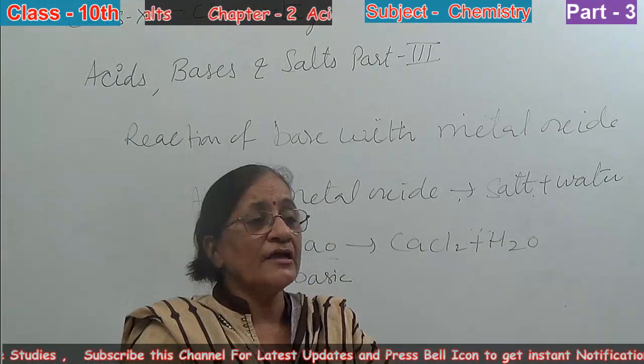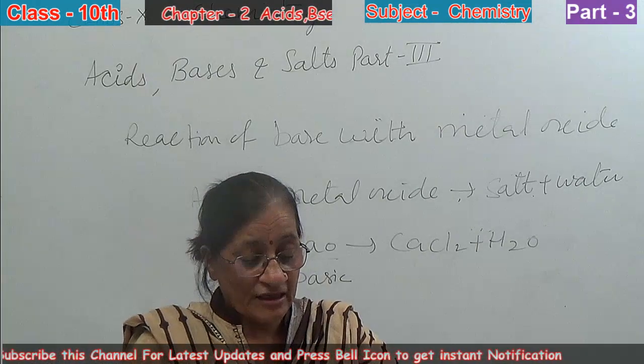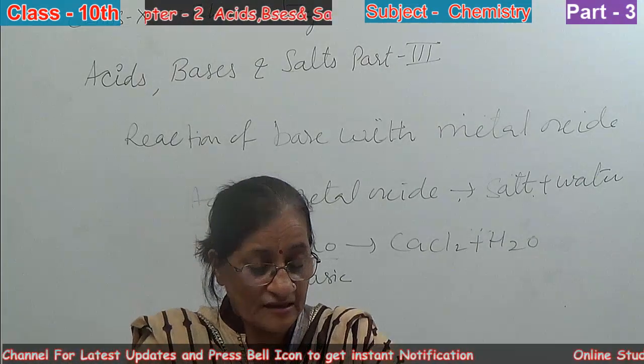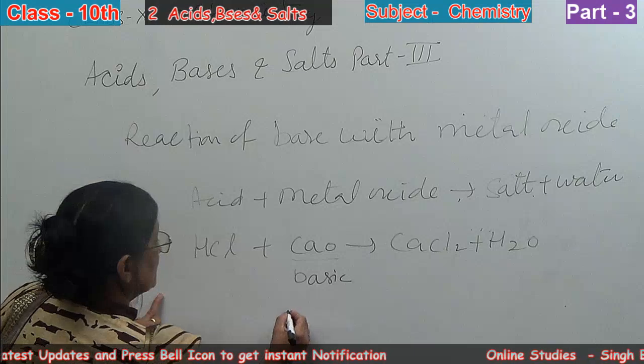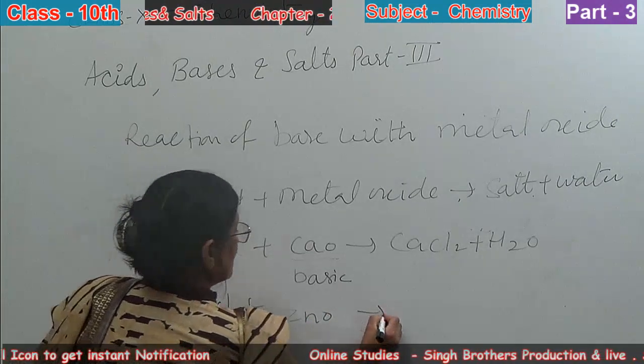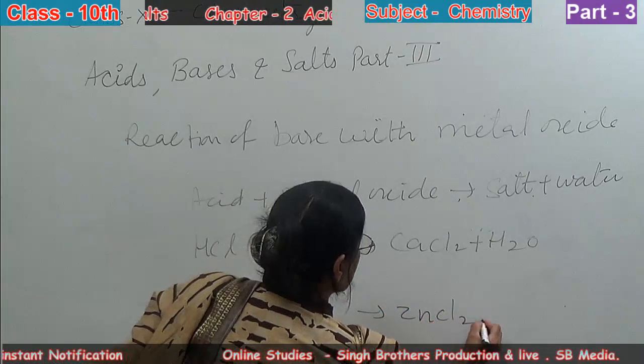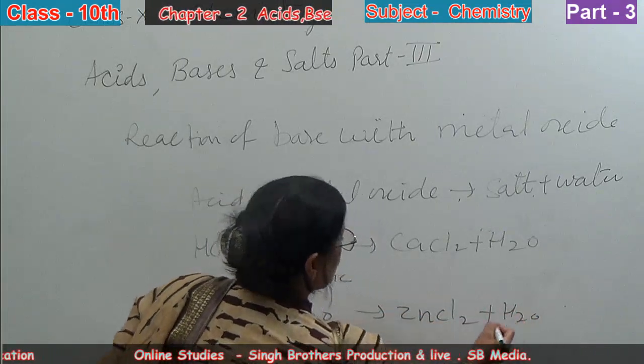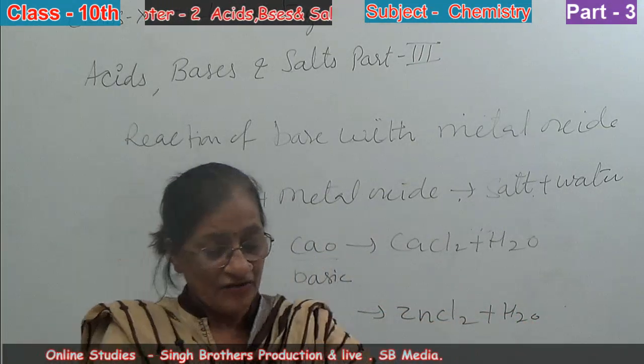Another example that we can take is of zinc oxide, ZnO plus HCl gives ZnCl2 plus H2O, meaning zinc chloride and water is formed.